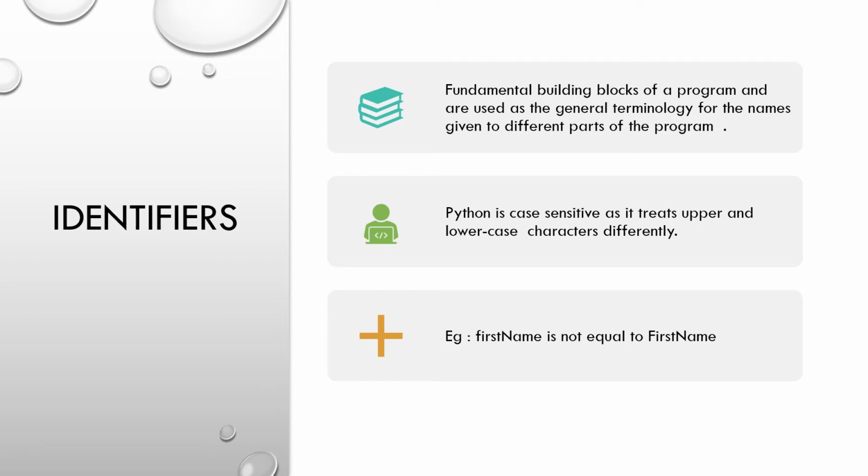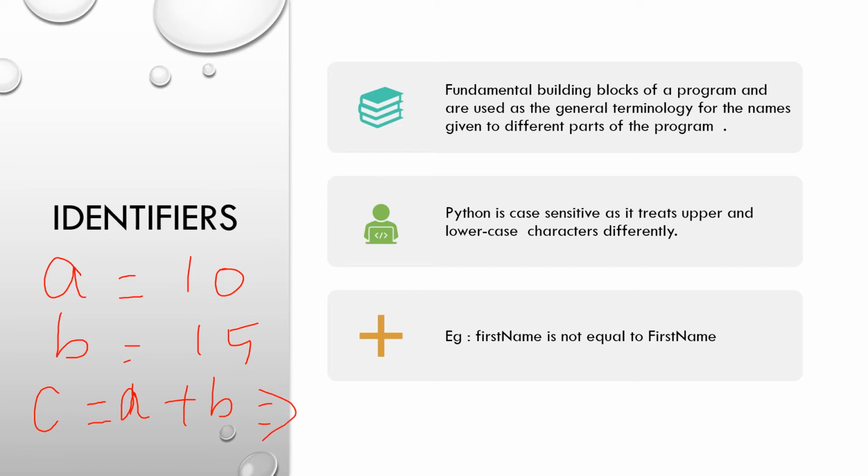Let's say you are going to do an addition program in your Python coding. For that, I'm going to create two variables. One is called a, where I'm going to put the first number, let's say 10, and then b equal to 15. Now I'm going to create one more variable or an identifier called c. I'm going to do the addition operation here. I'm going to add a plus b. So in result, what I'm going to get is 15.